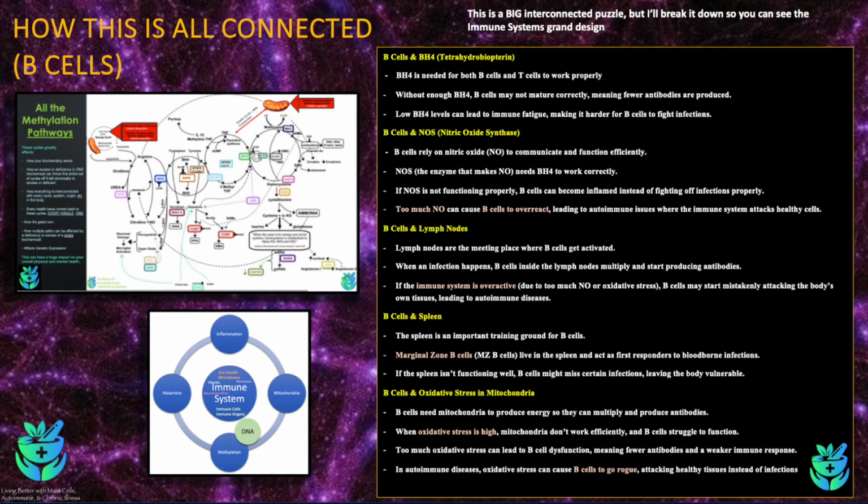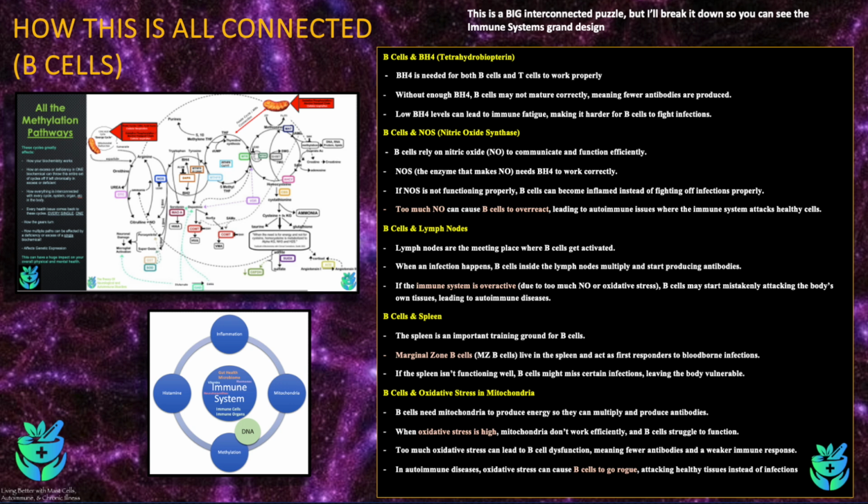Okay, the part you've probably been waiting for the most, that makes the most sense. So, the B cells and the BH4 cycle. BH4 is needed for both B cells and T cells to work properly. So if you have the MTHFR 1298, you might want to take this a little more seriously because you're going to have a few more problems in this department if you don't take care of your immune system and cut out your triggers. Without enough BH4, B cells may not mature correctly, meaning fewer antibodies are produced, which means extra toxins, viruses, infections, etc. go up. Low BH4 levels can lead to immune fatigue, making it harder for B cells to fight infections.